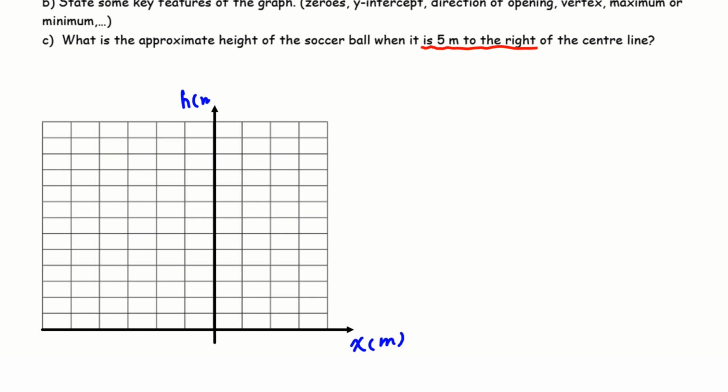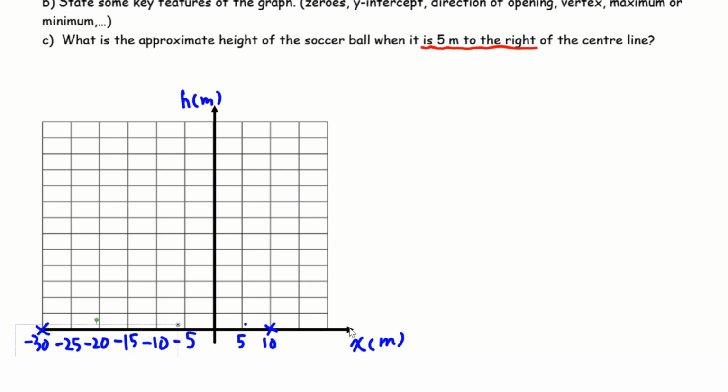So after that, we are going to label the scales. On the left, 30 meters. So we are going to go by 5, -5, -10, -15, -20, -25, -30. So the soccer ball was kicked from the center line to the left, 30 meters. Then the soccer ball lands on the right, 10 meters from the center line. And the highest point is 6 meters.